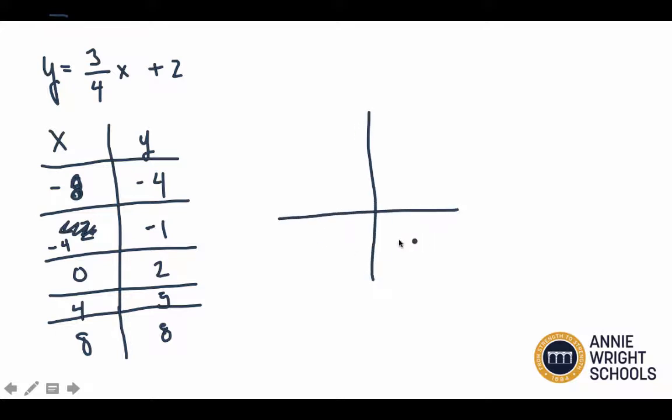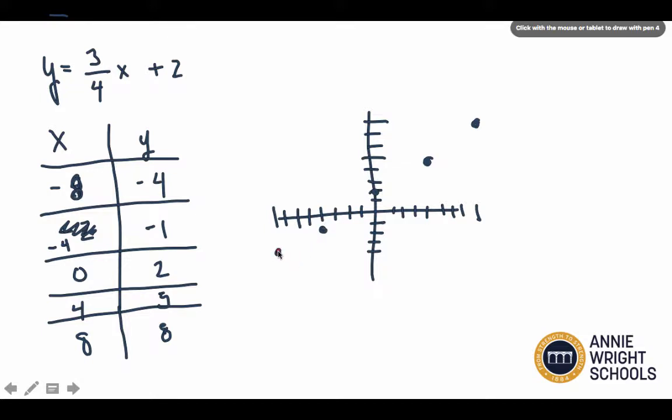And we'd say, okay, back 8, down 4. Then we would go back 4, down 1, and then 0, 2, and then over 4 and up 3 from there, and then over 4 and up 3 more here. And you may have caught it right there. How can we do this more quickly or easier?